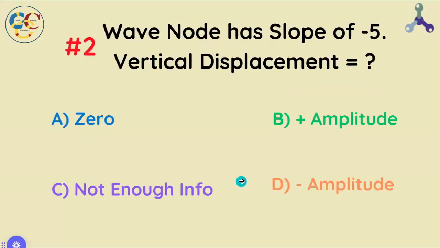A node on the wave has a slope of -5. What is its vertical displacement? Is it 0, positive amplitude, negative amplitude, or do we need more information to answer this question? So the correct answer is 0 displacement. This node has no vertical displacement.